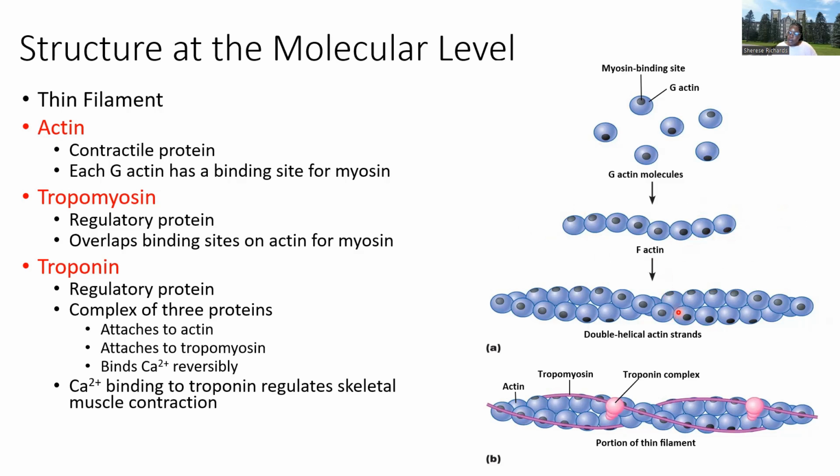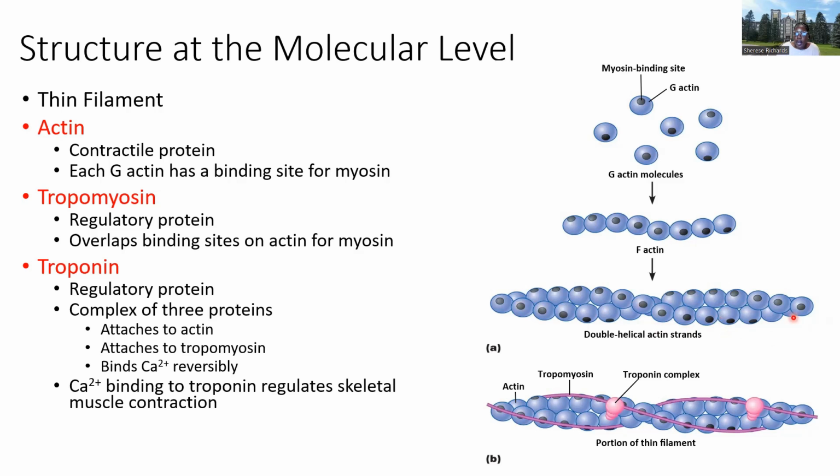Now we're going to take two of those F-actin chains, or strings, and we're going to intertwine them together in a double helical actin strand. So the way that we see actin, it's really several globular units attached together, and then two of those strands intertwined to form a double helical strand. That is the actin itself.